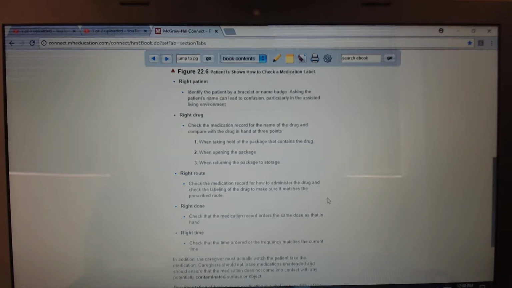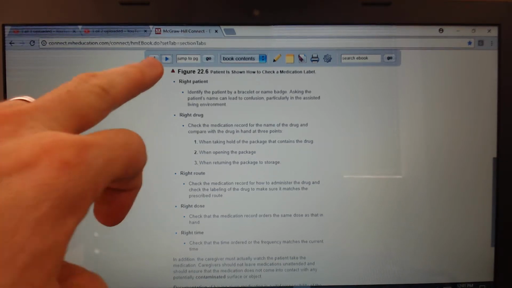The right route, you want to make sure it's administered correctly. The right dosage, you want to make sure you have the right amount of medication. The right time that the medication is supposed to be given. You also want to have the right documentation as well.